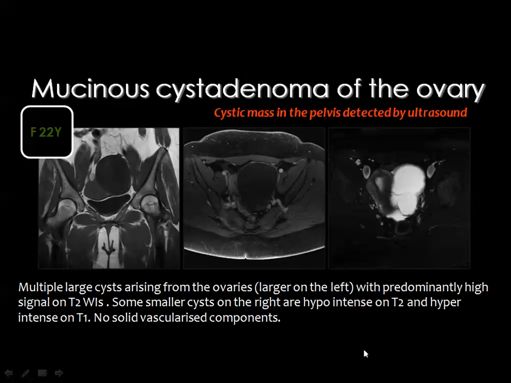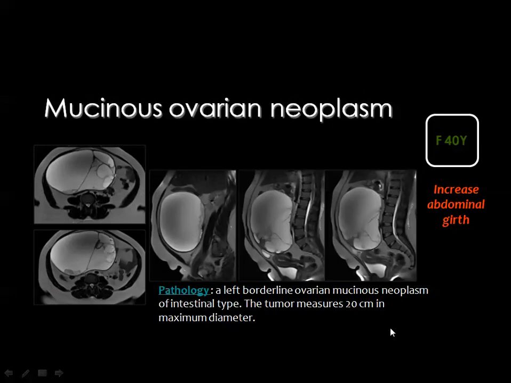And by MRI, the lesion will contain fluid. The fluid will appear dark in the T1, bright in the T2 weighted image. You can see the septations in the T2 weighted image. Of course, in the fat suppressed images, you will not see any appreciable changes compared to the T1 weighted images.